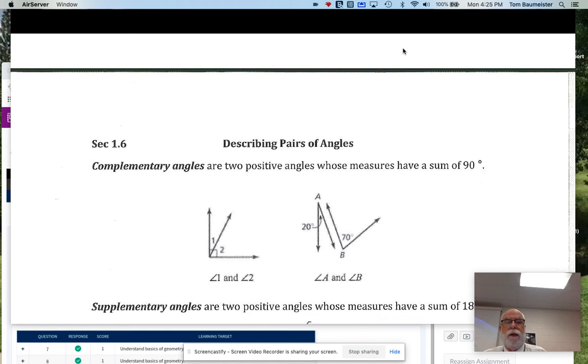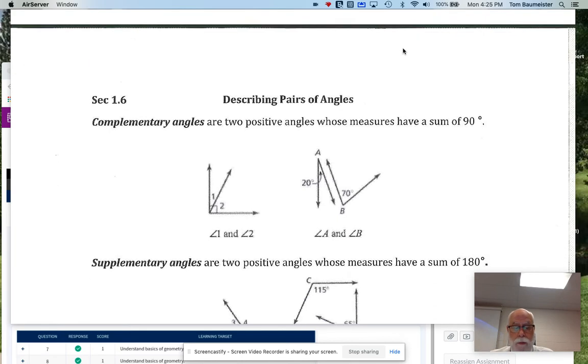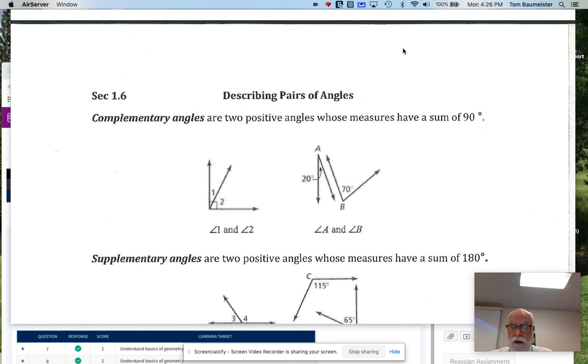All right, section 1.6 is describing pairs of angles. So complementary angles are two positive angles whose measures have a sum of 90 degrees. What this means is they can be connected or they can't be connected, either way. On this one here, we know that they are connected because we have 1 and 2.